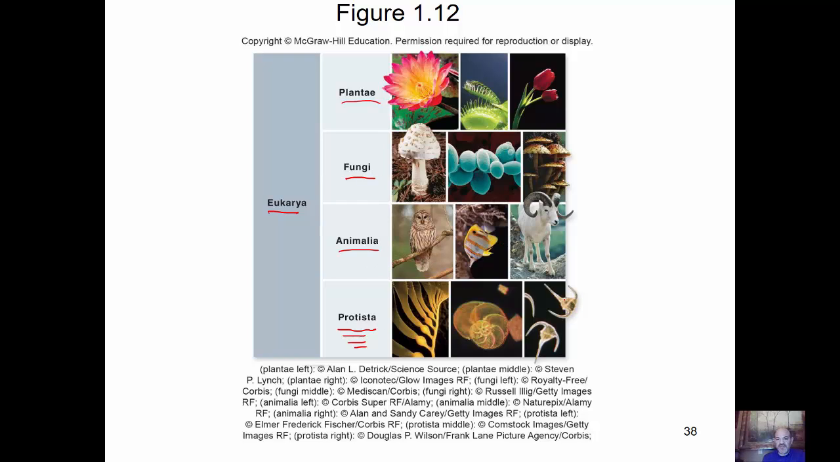And then the protists, these protists are usually going to be single-celled or simple multicellular organisms. But for the most part, the plants, fungi, and animals are all usually going to be multicellular, which means they have 2 or more cell types, whereas the protista here are going to be mostly unicellular. But some are going to be simple multicellular.